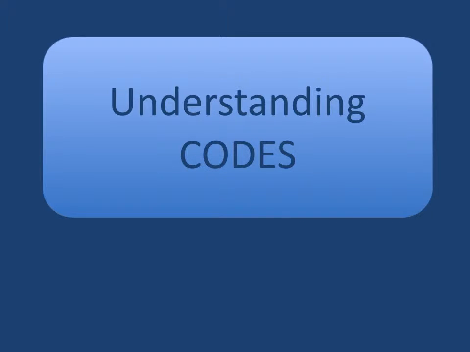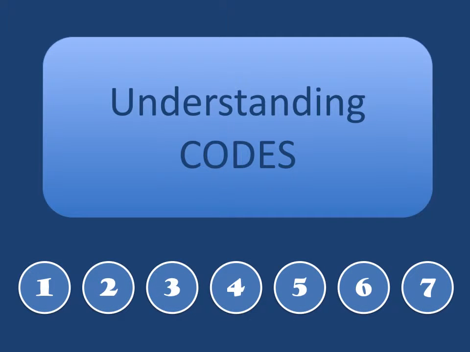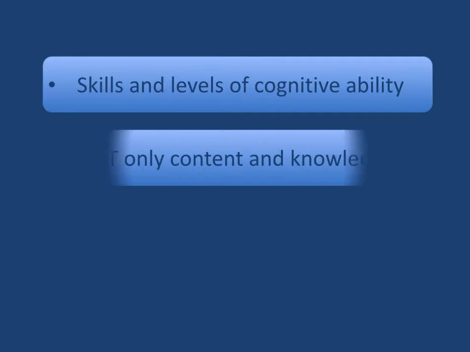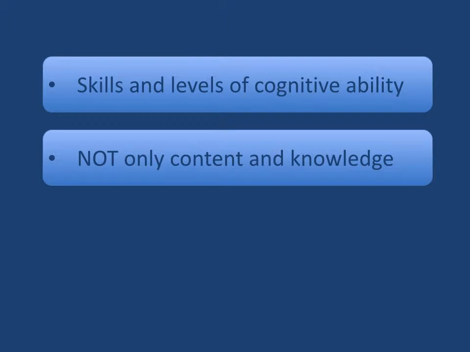The use of codes in assessment is used in many countries throughout the world. In South Africa, we use the 7-point scale coding system, which is probably the most popular one throughout the world. Now, the most important thing for us to remember with codes and when assigning codes to learners is that the coding system is based on skills and not content. Therefore, the learner's skills and level of cognitive ability should be reflected in the codes that they receive, and not just the amount of content and knowledge that they have.